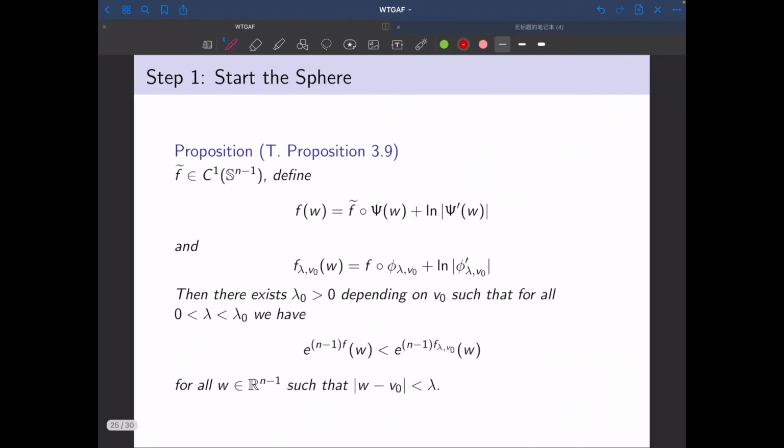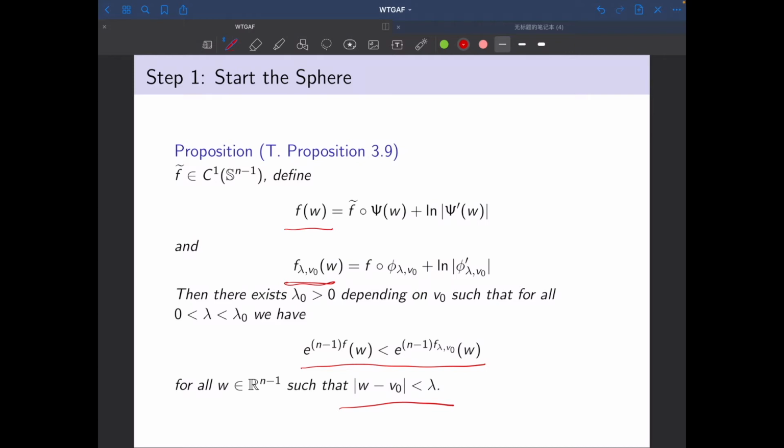In order to run the moving sphere argument, we need to go through three steps. The first step is called start the sphere, where we compare the function f and the function f lambda v0. We're going to say that one of them is less than the other inside of the sphere that we do inversion.